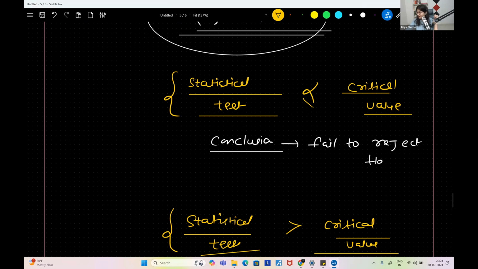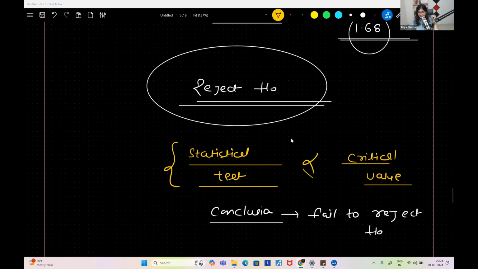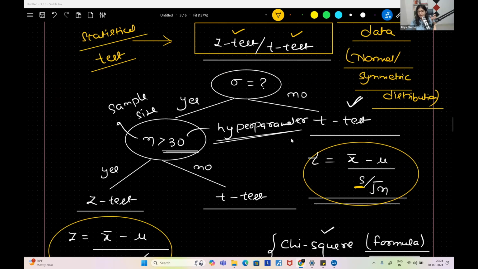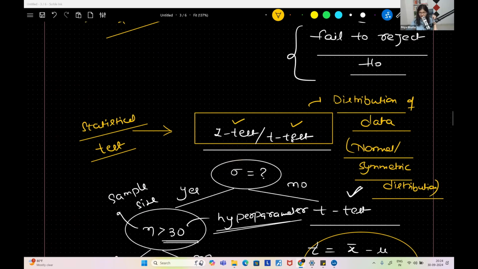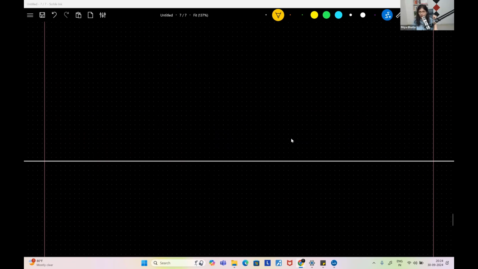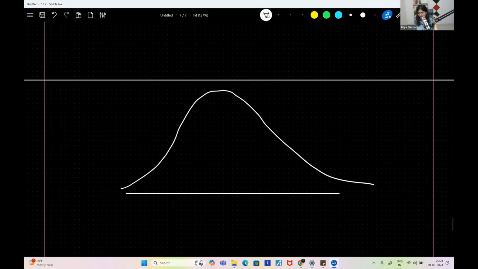See, let me showcase this as a part of understanding. I talked about how we apply a z test or t test when we have a normal or symmetric distribution. How does this distribution look? I hope you all know that we have a bell-shaped curve for these kinds of distributions. This is the kind of curve we have when we're talking about normal distribution.